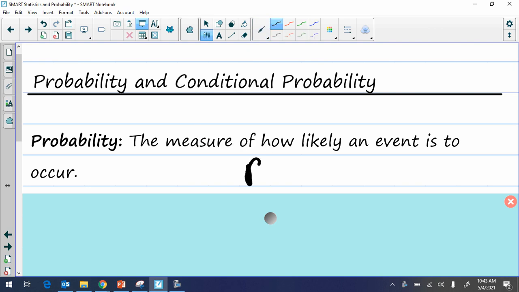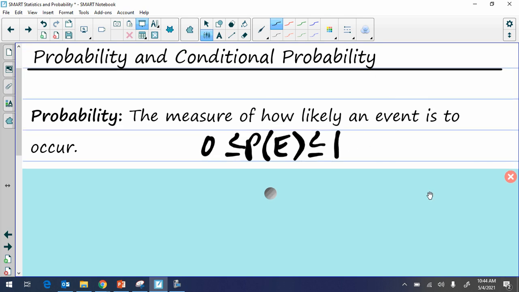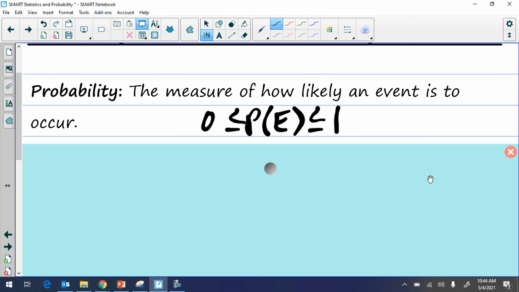Your probability that an event is going to occur is going to be between 0 and 1, with 0 being that it is not likely at all, not possible, and 1 being that it's 100%, it's definitely going to happen. Usually we write it as a fraction or a decimal, sometimes as a percent.